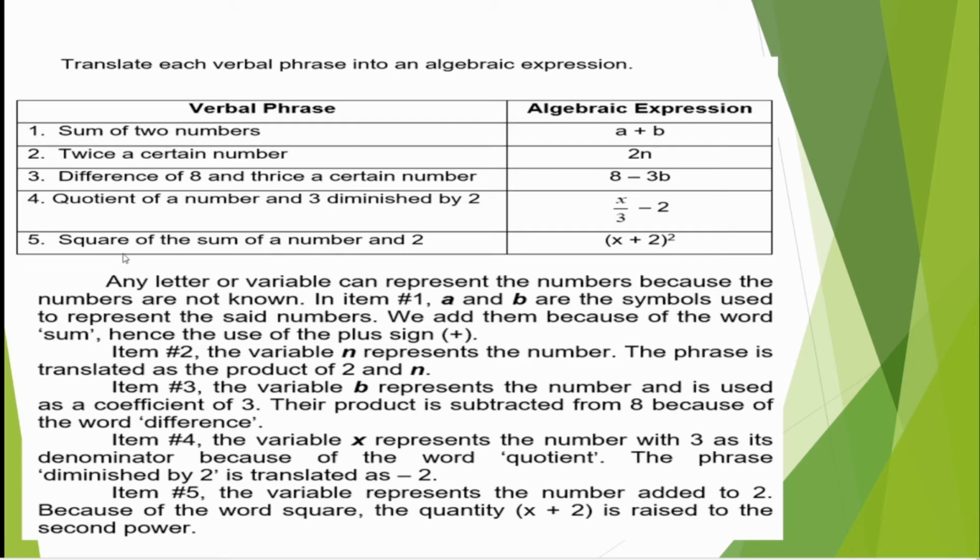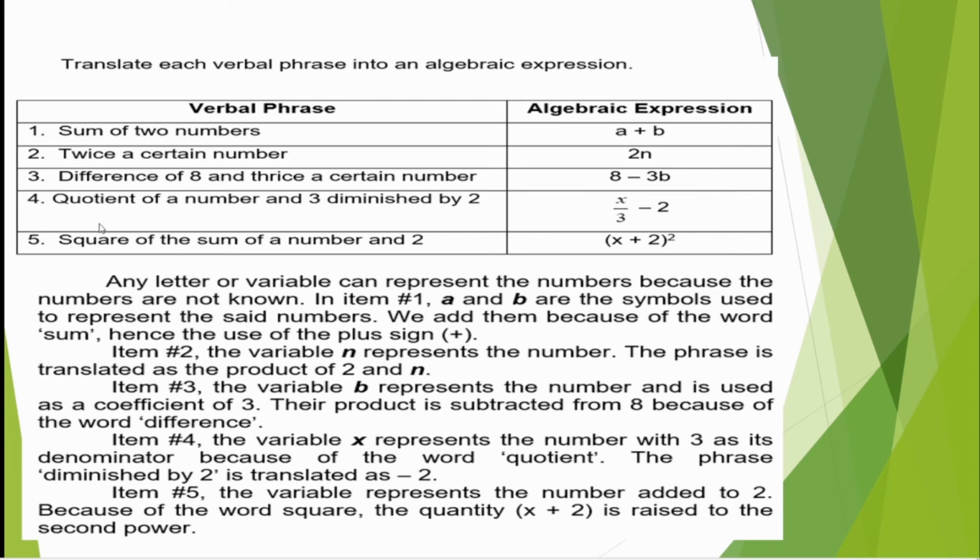For number 4, which is the quotient of a number and 3 diminished by 2, in item number 4 the variable x represents the number with 3 as its denominator because of the word quotient, and the phrase diminished by 2 is translated as negative 2. So our answer must be x over 3 minus 2.